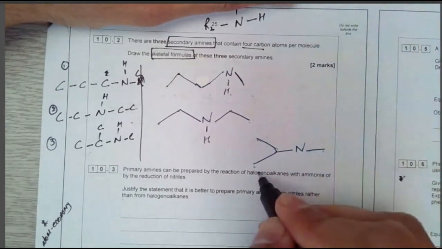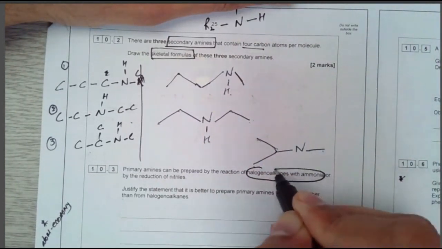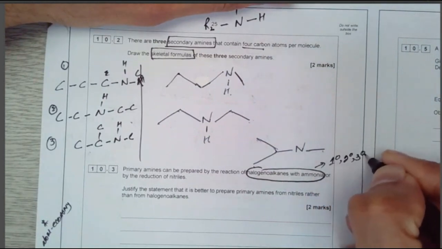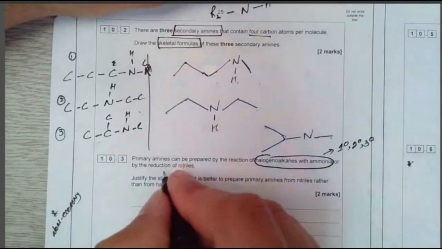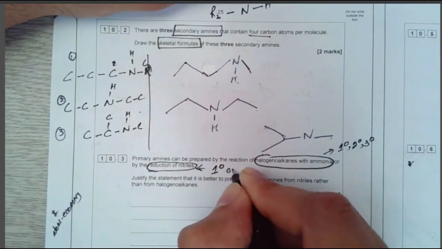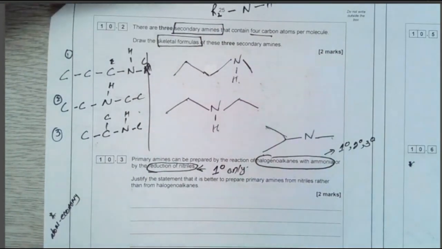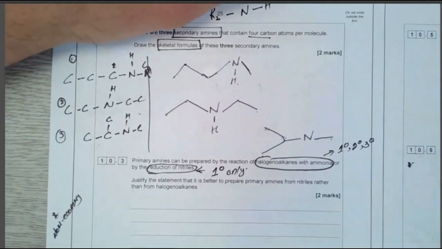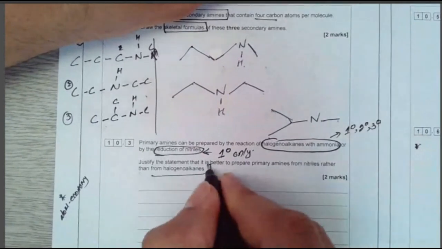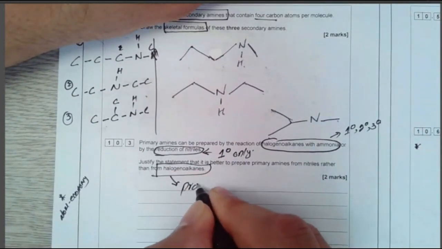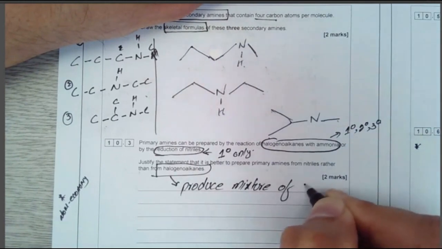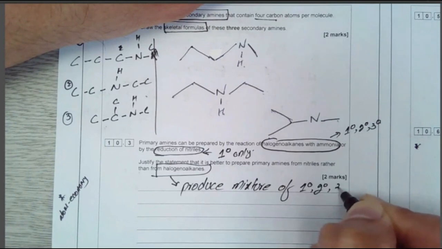Next one says primary amines can be prepared by the reaction of haloalkanes with ammonia or by reduction of nitriles. Now you need to recall that haloalkanes with ammonia will always provide primary, secondary, and tertiary. But if you do reduction of nitriles, it will always produce primary only. It says justify the statement that it is better to prepare primary amines from nitriles rather than from haloalkanes. I've already given you the answer. From haloalkanes, this will produce a mixture of primary, secondary, and tertiary.